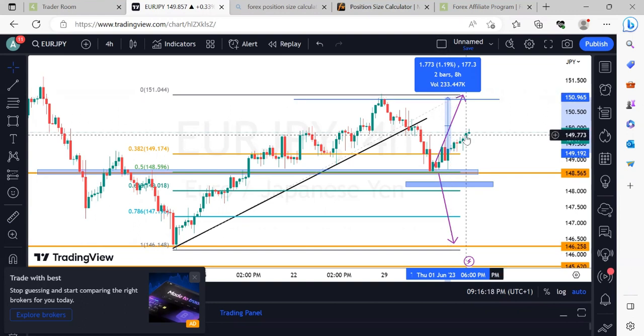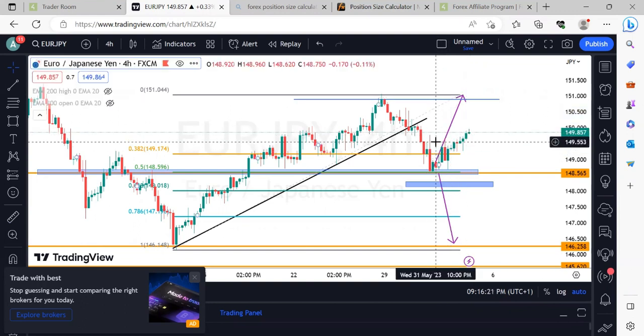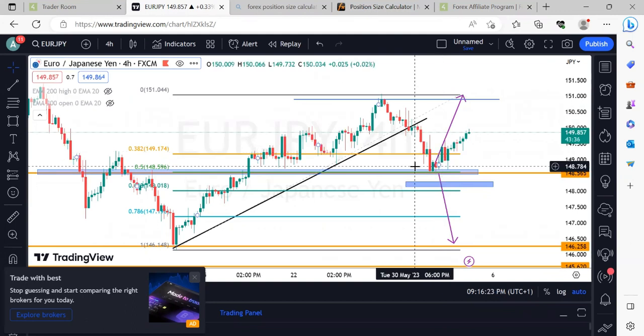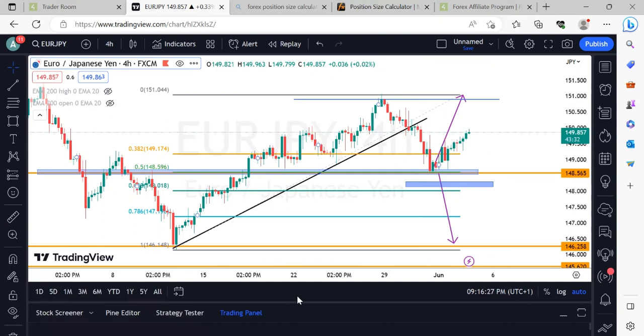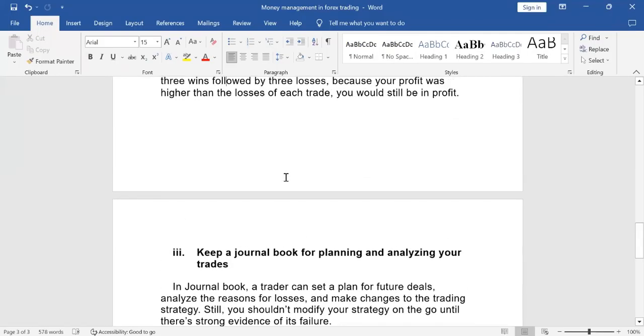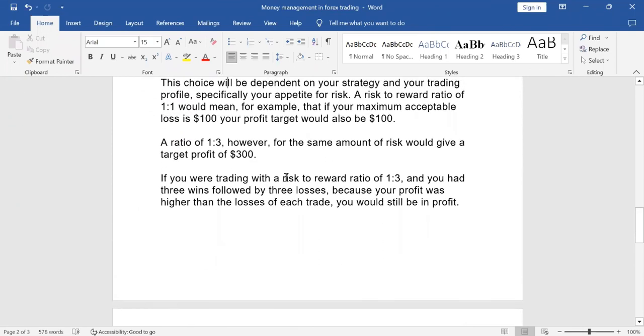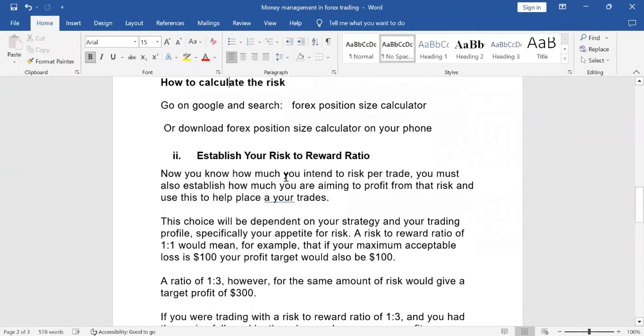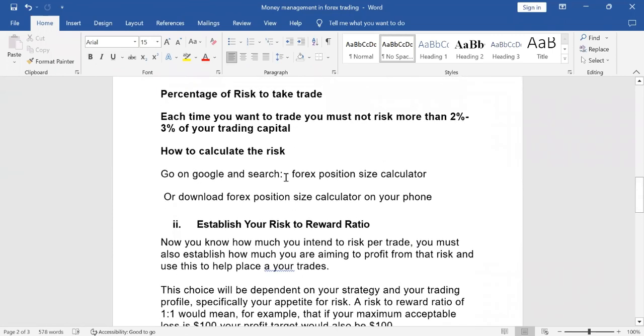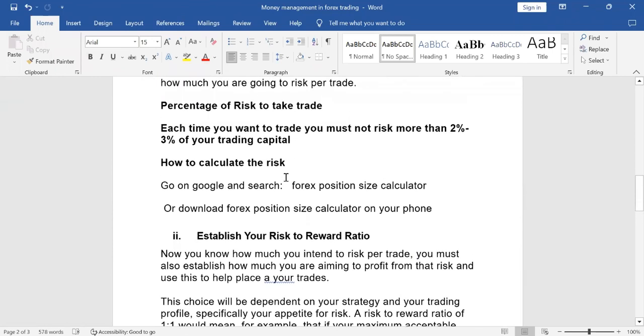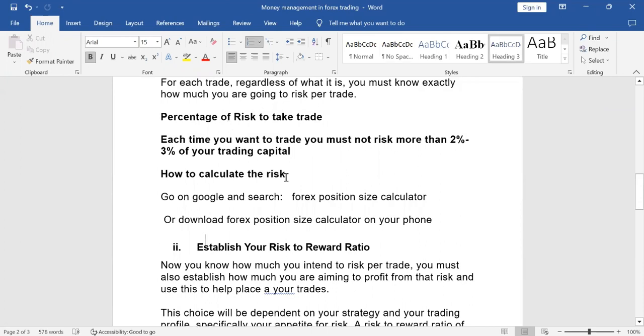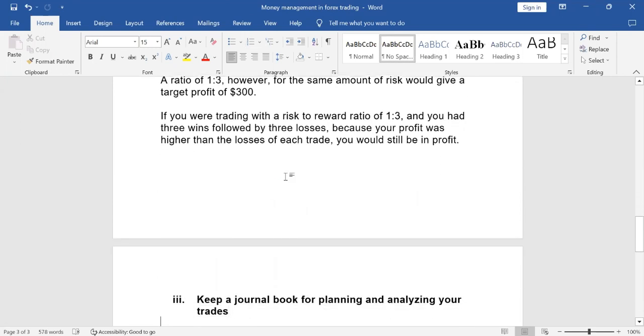If the market is not going to give me more than maybe 1:1, I may not trade it. So now let's go back to our chart and continue our discussion. We are talking about taking the risk reward. Are we okay now? These are part of the tips you can use to have perfect money management for your account or your business.